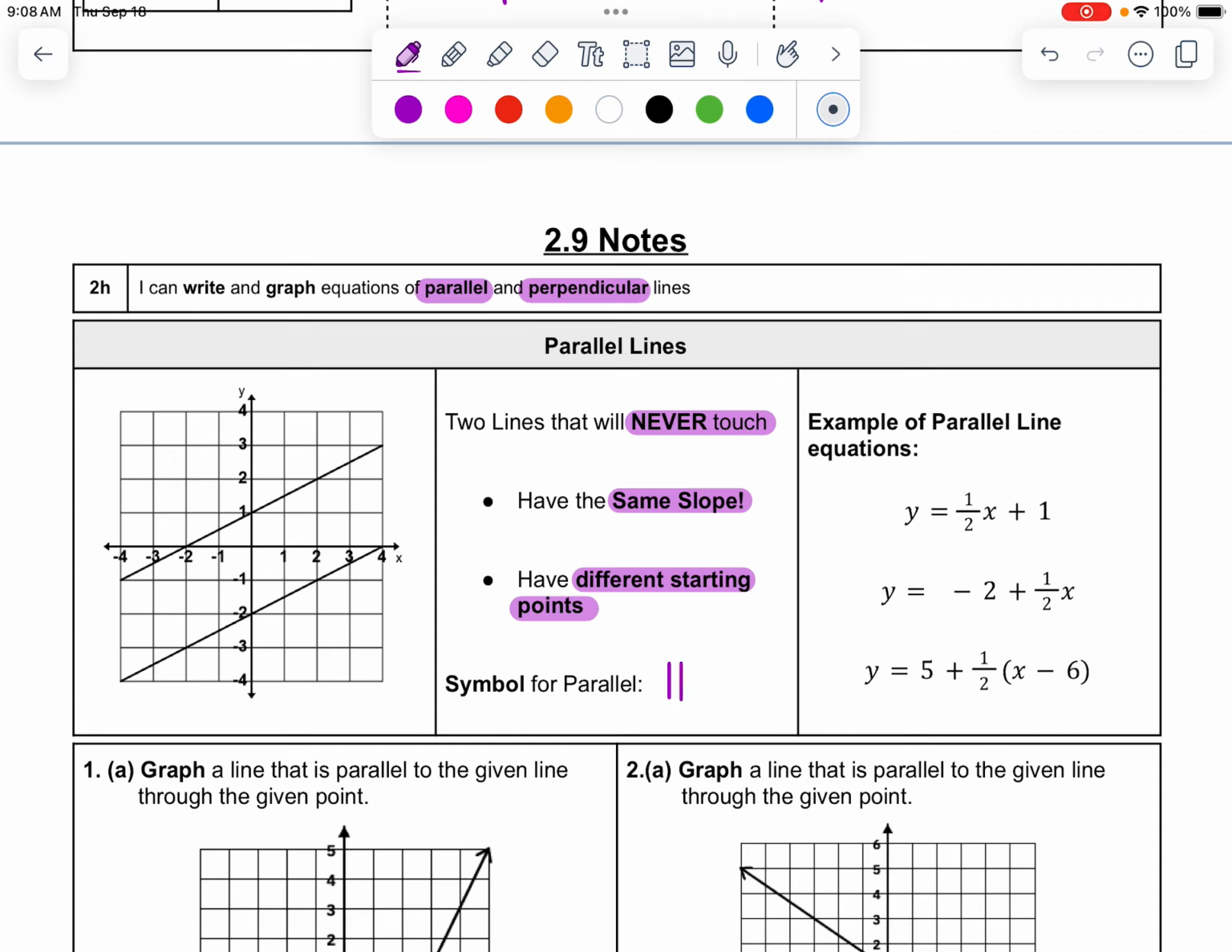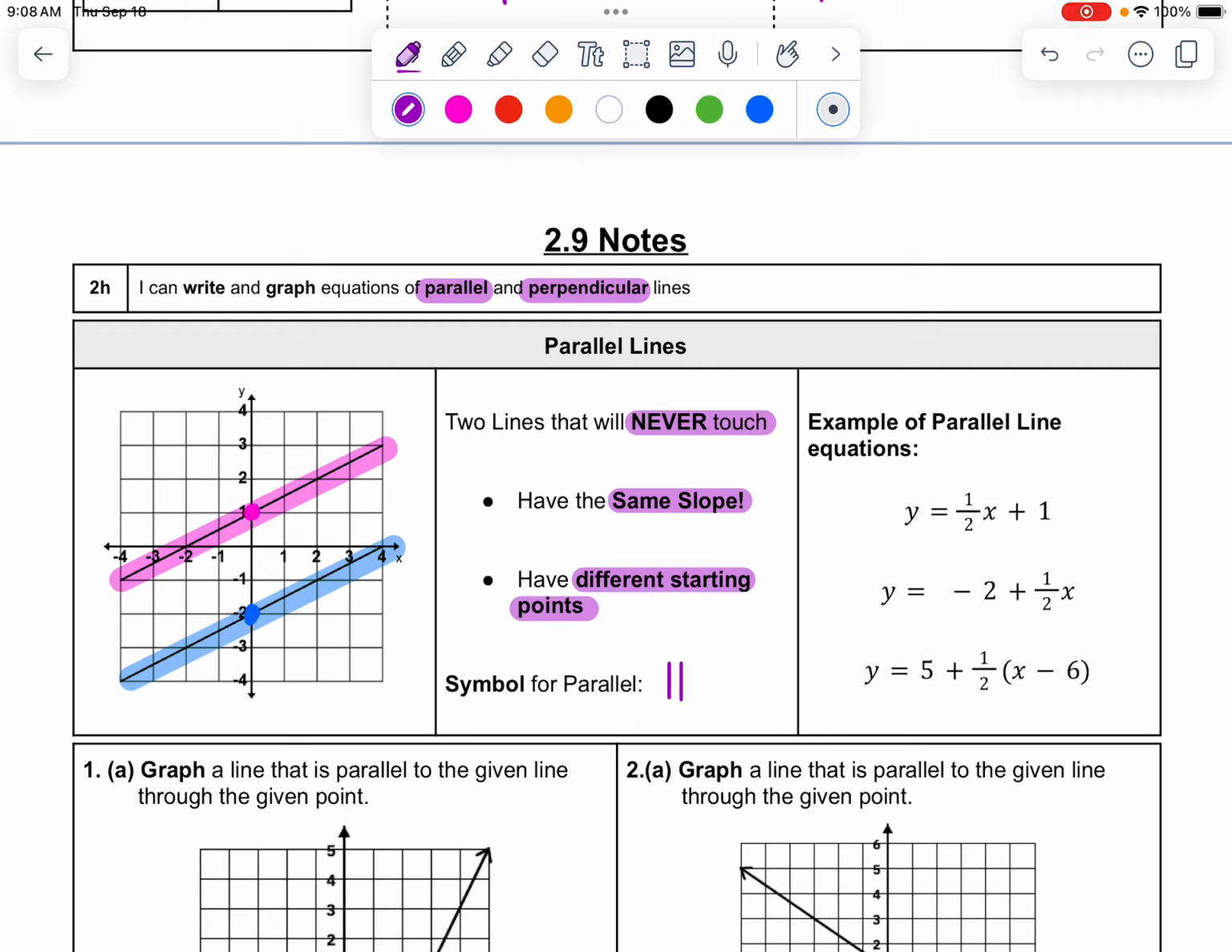Let's look at a picture, a graph that shows us parallel lines. So in this graph, you'll notice we have two different lines here. The first line is this one, and the second line is this one. What we're going to notice is that they have different starting points. So the y-intercept of the pink line is +1, and the blue line is -2.